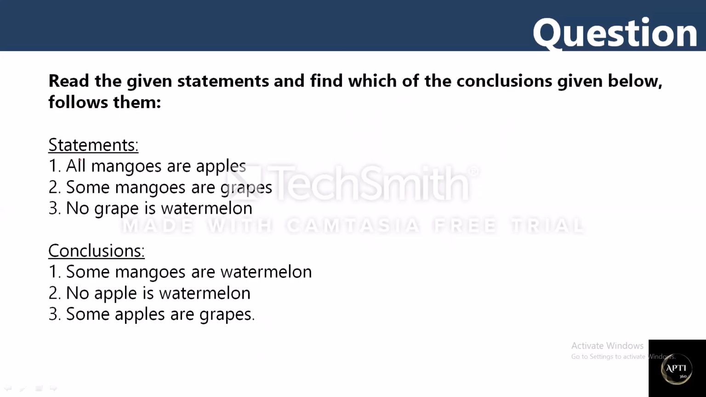Now: all mangoes are apples, some mangoes are grapes, no grape is watermelon. Now we'll draw the Venn diagrams here. Everyone draw. All mangoes are apples, some mangoes are grapes. Some mangoes are grapes means here I need to touch apples also, because there is no possible way of drawing some mangoes are grapes without touching apples. Because mangoes are present in apples, we can't draw with only mangoes and grapes without touching apples, because all mangoes are present in apples. For sure I have to touch the apple circle as well.